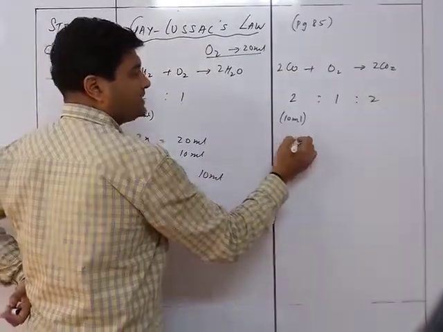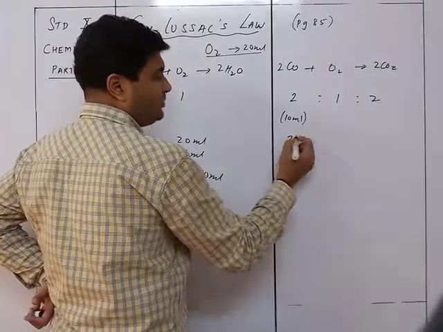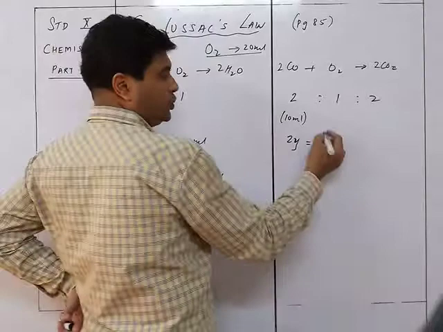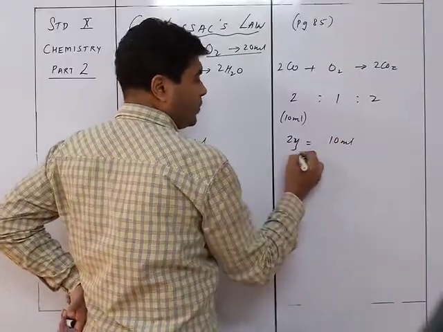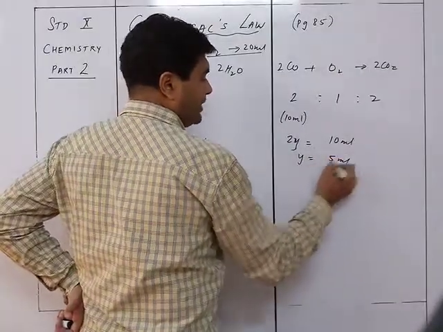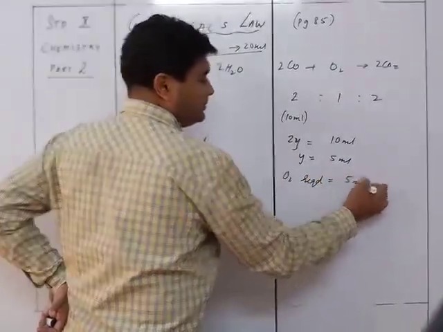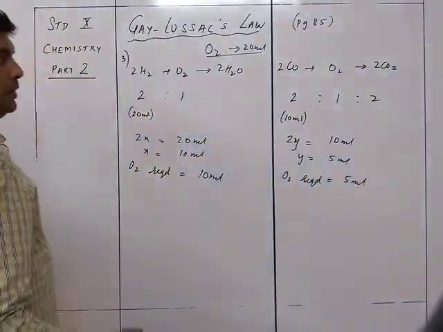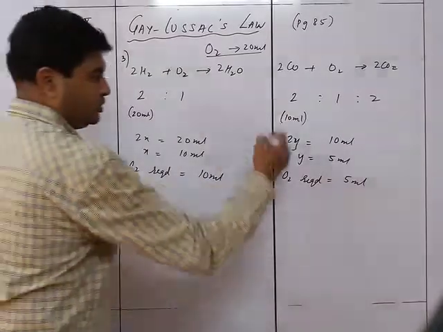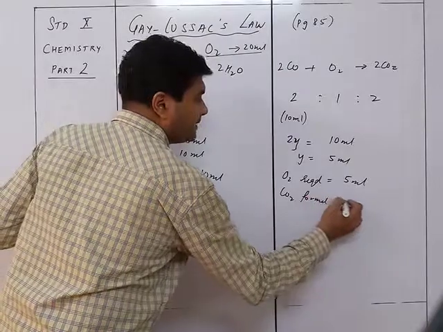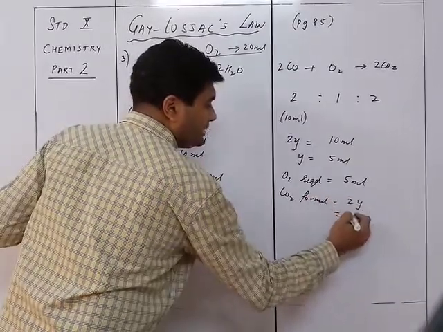Here, 2x is equal to, or we'll take it as y, because we cannot use the same multiplication factor in both the cases. So 2y is equal to 10 ml. Therefore y is equal to 5 ml. Therefore O2 required is equal to 5 ml. So CO2 formed is equal to 2y, which is equal to 10 ml.